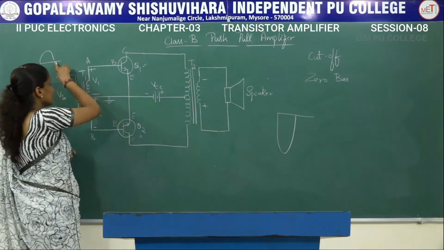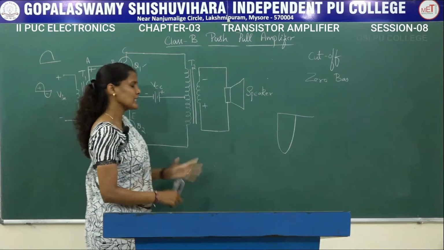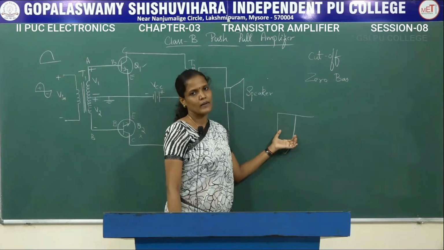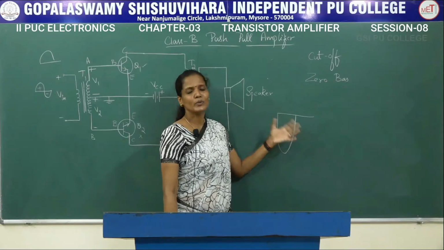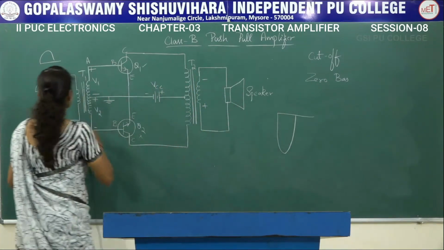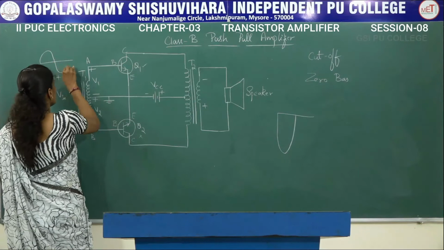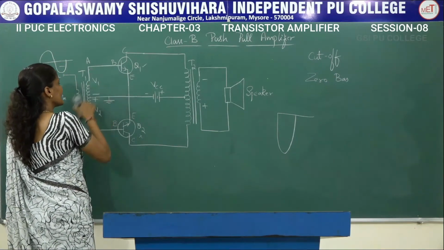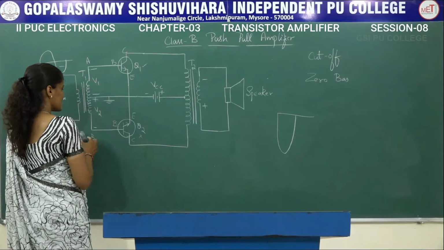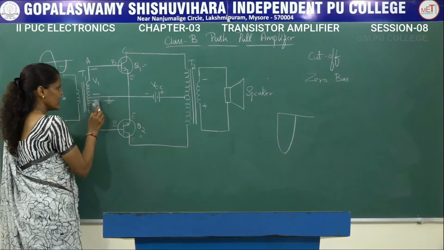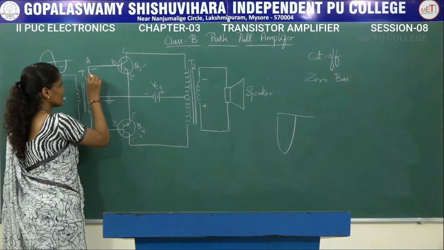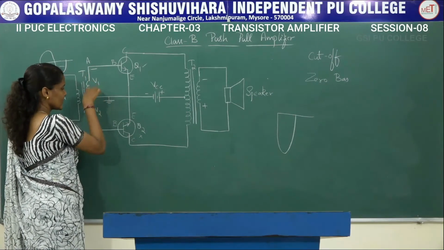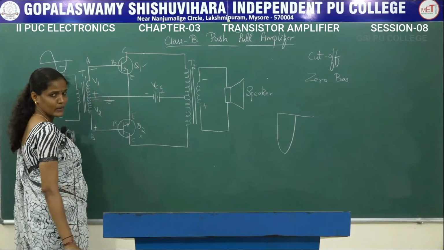So for the positive half cycle we are going to get the inverted version of the input cycle, which is amplified. Coming to this second half cycle, that is coming to the negative half cycle, this point A will become negative whereas point B will become positive, and accordingly even these two terminals will be interchanged. This becomes positive whereas this becomes negative.